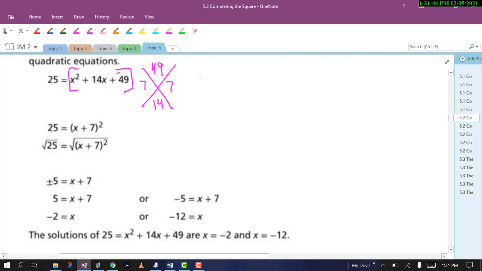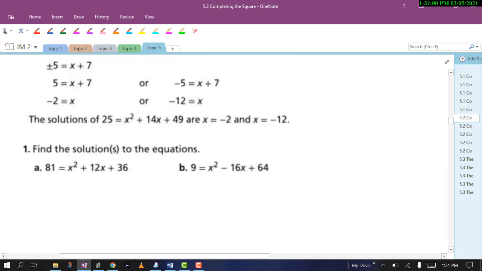So we split that up into two equations. Positive 5 equals x plus 7. Negative 5 equals x plus 7. Subtract 7 from both sides of both equations. And we get negative 2 and negative 12 as solutions. Because these were integers, we also could have factored this. But we didn't have to.